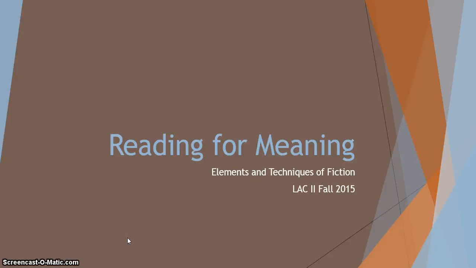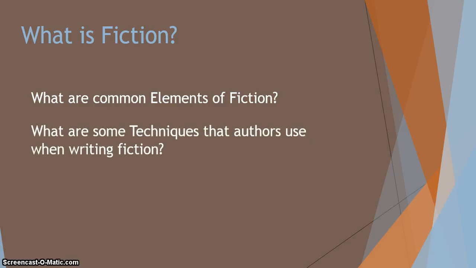Today we are starting our Reading for Meaning unit and we are going to do an overview of some of the elements and techniques of fiction. So what is fiction? I'm sure everybody out there has their own definition of fiction, but it's pretty short and simple. What do you think fiction is? Of course, everybody knows that fiction is any writing that is not real. It's a made-up story. So today we're going to look at some of the common elements of fiction and also talk about what are some of the techniques that authors use when writing fiction.